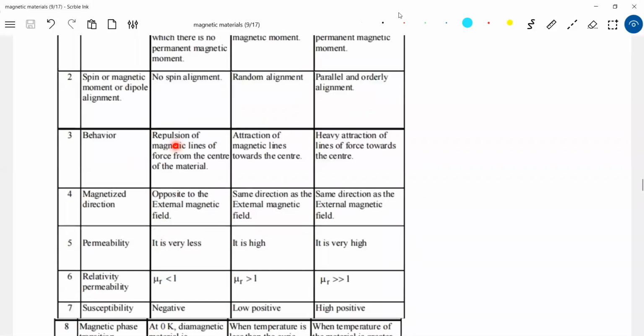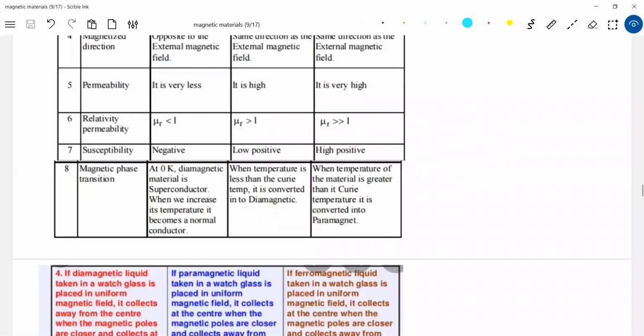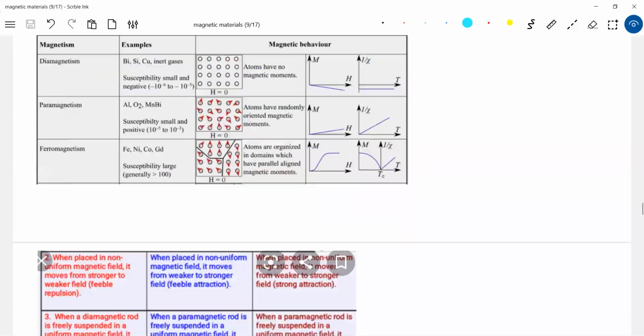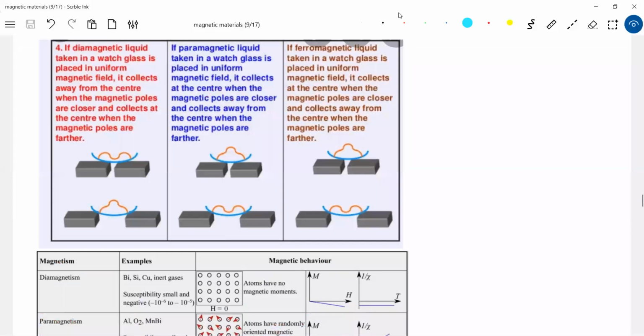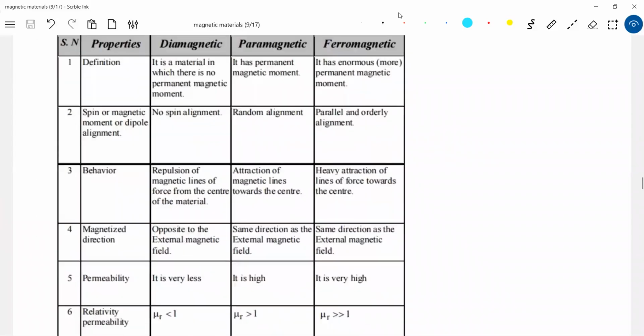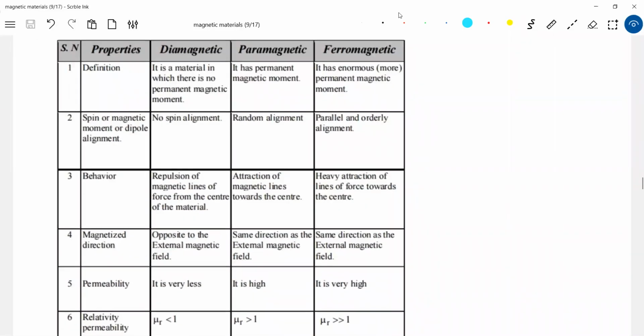What will happen to the diamagnetic substance? They will repel magnetic lines from the center of the material. And for ferromagnetic, there is heavy attraction of lines of force towards the center. So what is the meaning of this? I think I have a diagram. I'll draw it here nearby. Once again, there is no permanent magnetic moment.